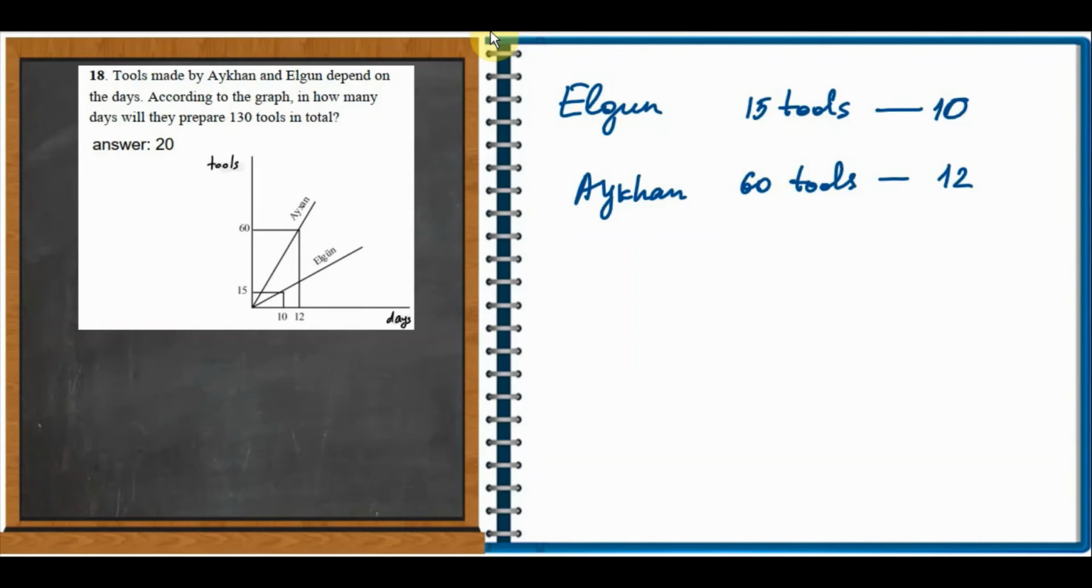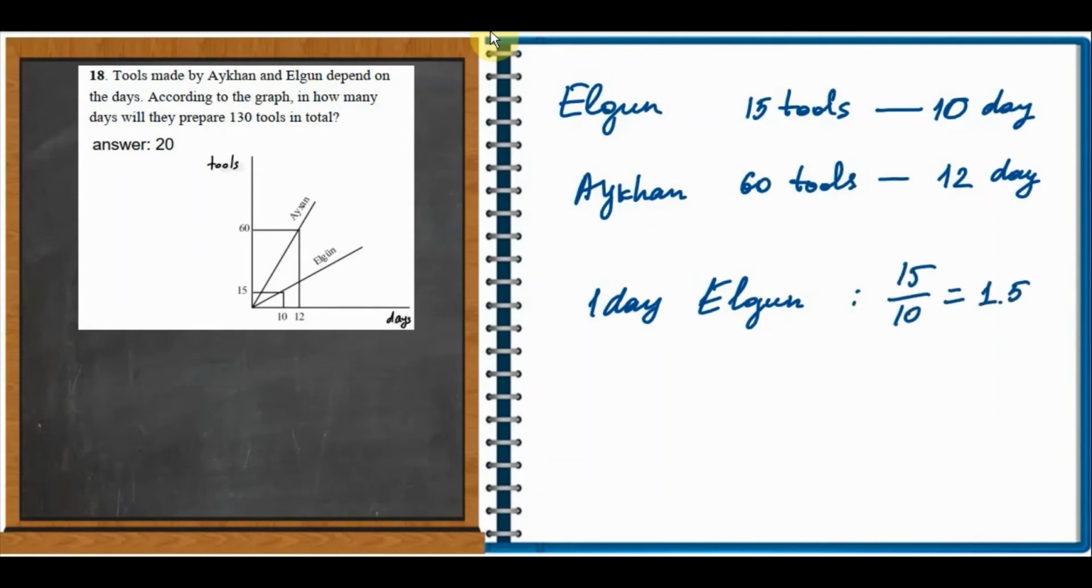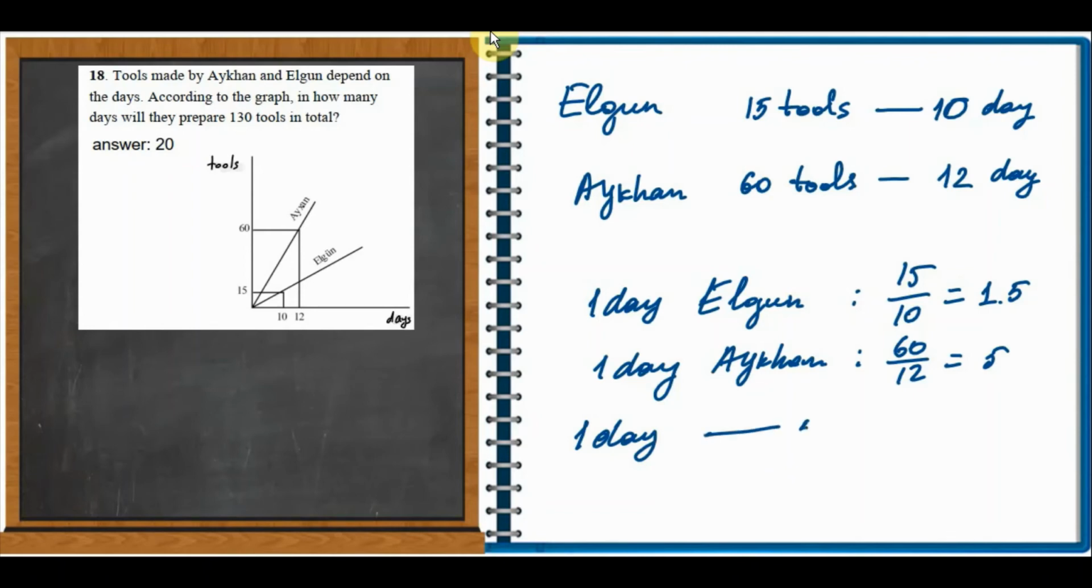First of all, let's find for one day how many tools Ergün can make. For one day, Ergün will be done with 15 over 10 tools. It's 1.5. For one day, Ayhan will prepare 60 over 12 tools. It's 5. So if both work for one day, they will make 5.5 tools.